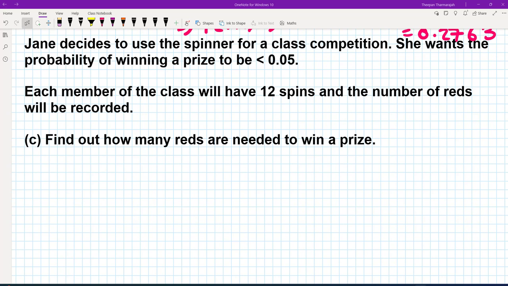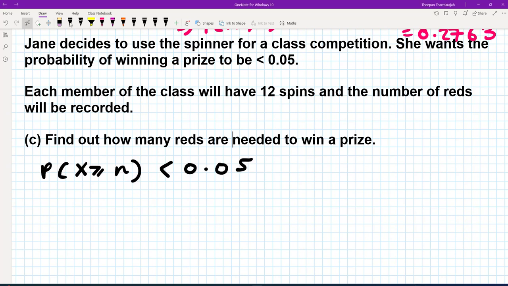Now in the next part it says Jane decides to use the spinner for a class competition. She wants the probability of winning the prize to be less than 0.05. Each member of the class will have 12 spins and the number of reds will be recorded. Find out how many reds are needed to win a prize.